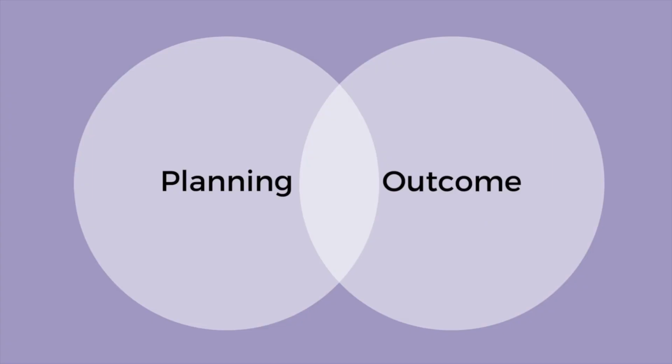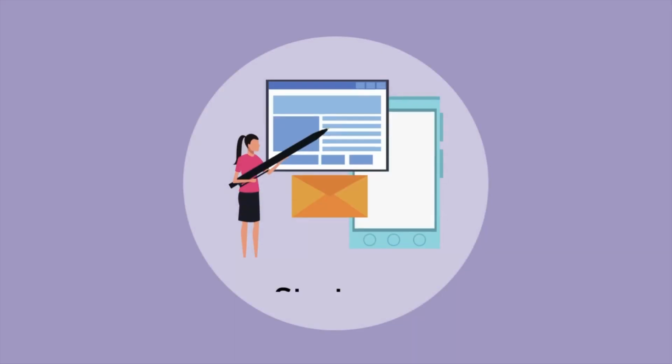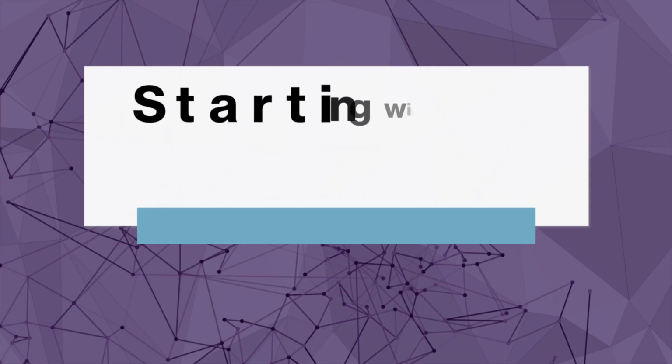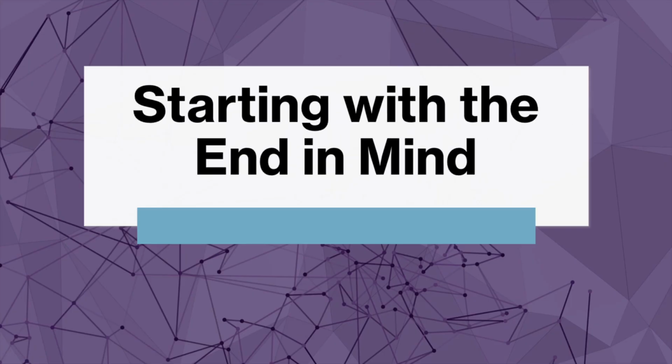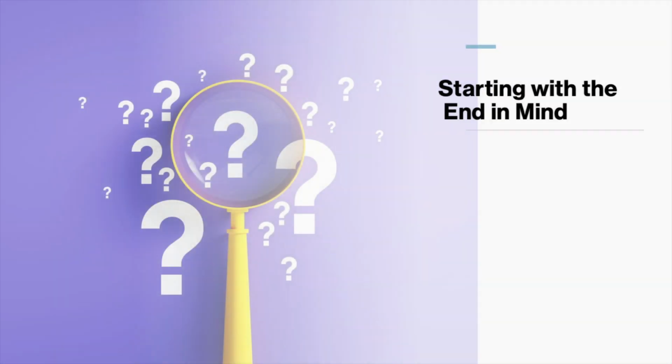So in the middle of planning and outcome is strategy. And we can start with the end in mind because this is an industrial line that we go through. We are often doing the same things over and over and over again, just in different cases and probably at different times. Let's talk about starting with the end in mind.